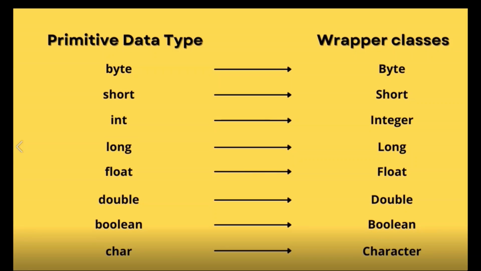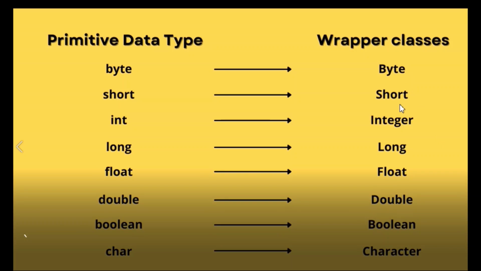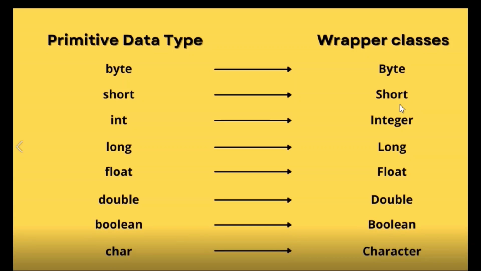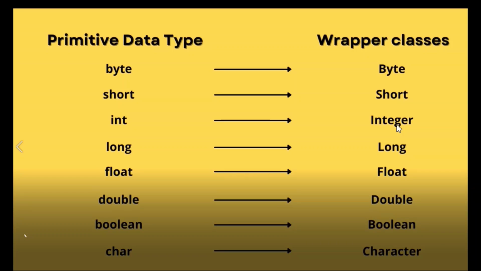Every wrapper class in Java has 2 constructors. First one is to bind corresponding primitive data type, and the second one is to bind the same data type but in the form of string. For example, let's look at byte. So byte has 2 constructors, byte and string. Short has 2 constructors, short and string. Same with integer. The constructors are called int and string. For long, long and string.